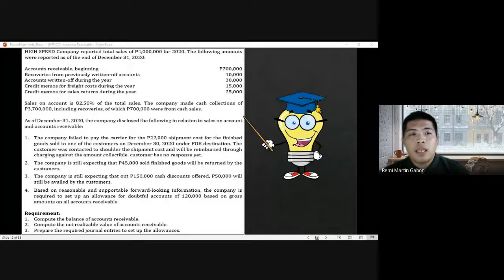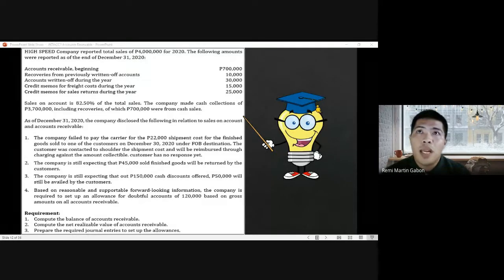Sales on account or credit sales is 82.5% of the total sales. So therefore, 82.5% of the 4 million equates to the total credit sales. Okay? Then the excess will be the cash sales. The company made collections of 3,700,000 cash. Okay? So yung 3,700,000 yan, total cash collections yan, which includes recoveries. And 700,000 of that 3,700,000, those cash collections are coming from cash sales.